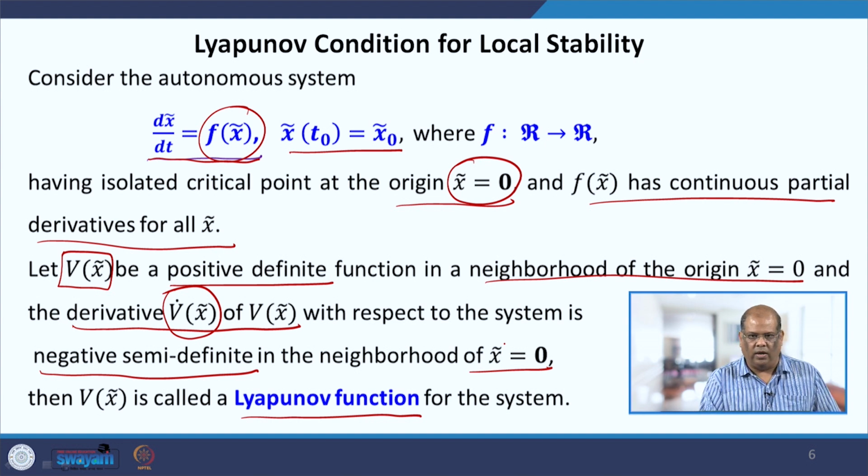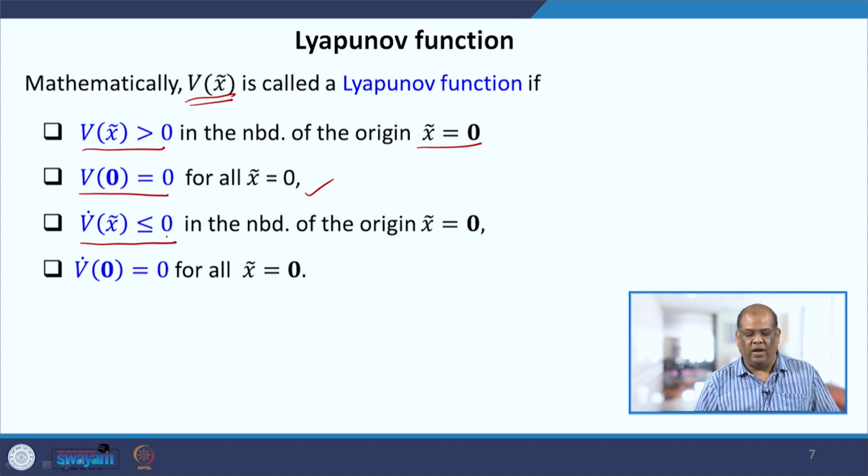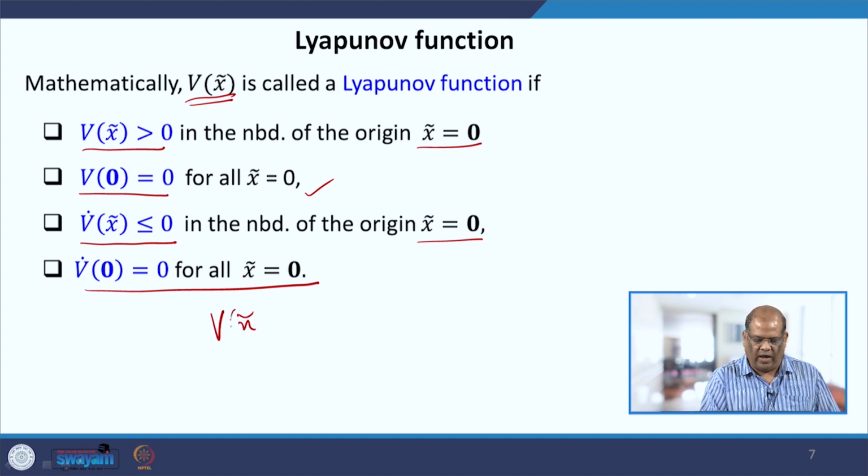If you want to look at it mathematically, this V(x) is called a Lyapunov function if V(x) is positive in the neighborhood of the origin, I mean the equilibrium point, in this case the origin. V(0) has to be equal to 0. Now, V dot has to be negative semi-definite, so it is less than or equal to 0 in the neighborhood of the origin, and V dot at 0 equals 0. If all these 4 conditions are satisfied for a function V(x), we call this a Lyapunov function.